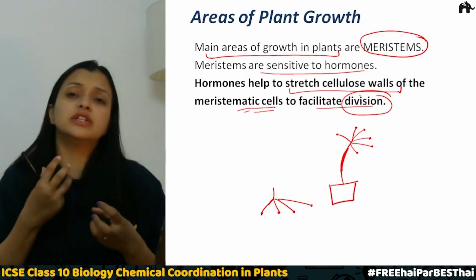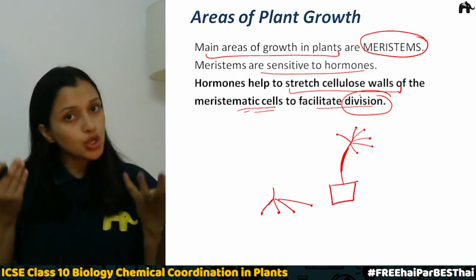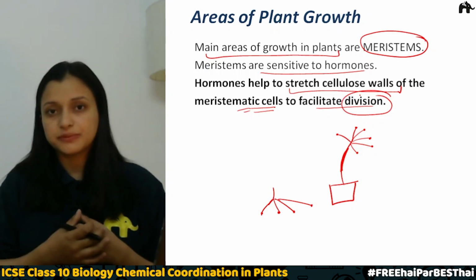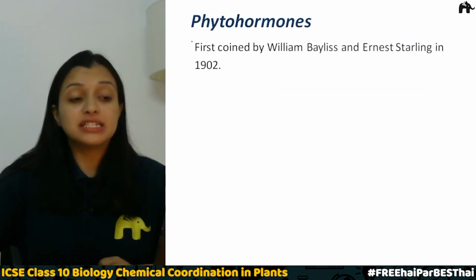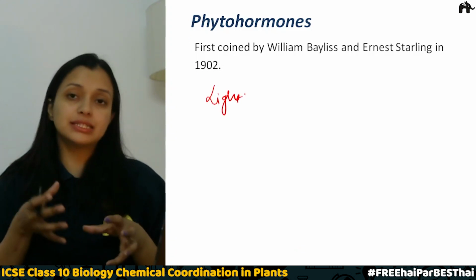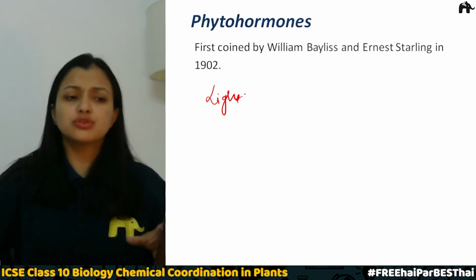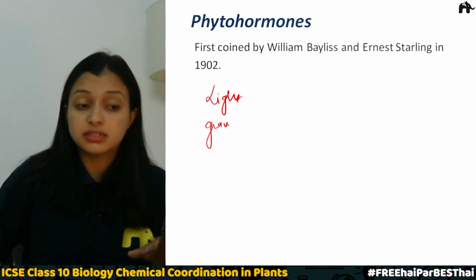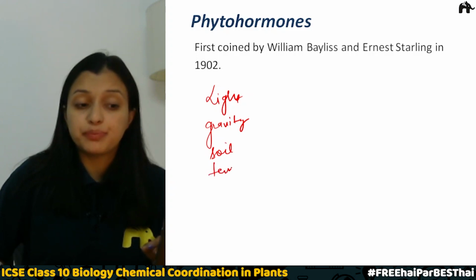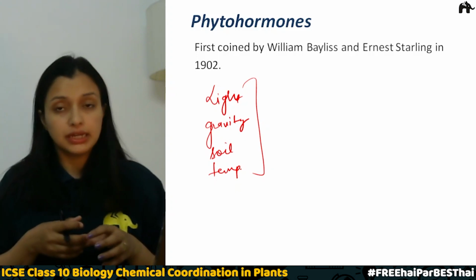The cells are in the dividing phase and they grow rapidly if they get good conditions, if they get hormones, if they get everything that is required for the growth. So along with these hormones, plants are also sensitive to light. How much light a plant is getting throughout the day, from where this light is coming, and not only light, but certain other factors like gravity, soil, and temperature. So these are certain conditions which affect the growth of the plant, right?